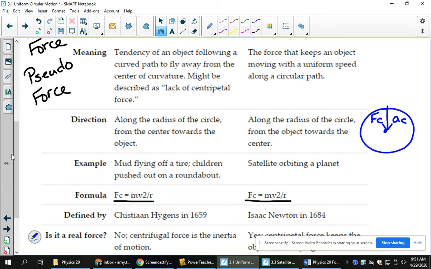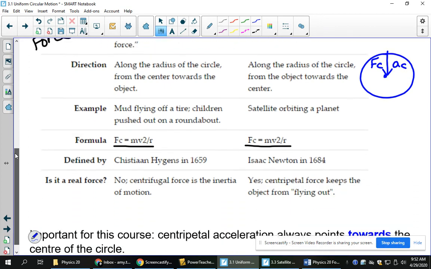An example of this is a satellite orbiting a planet. Anything staying in a circle: your keys on your lanyard, a bucket of water on a string, people in a fair ride that's going in a circle, anything like that. We'll get to this formula in a couple slides, and I'll explain how it works. Defined by Sir Isaac Newton in 1684. So again, Newton's laws still apply to centripetal force.